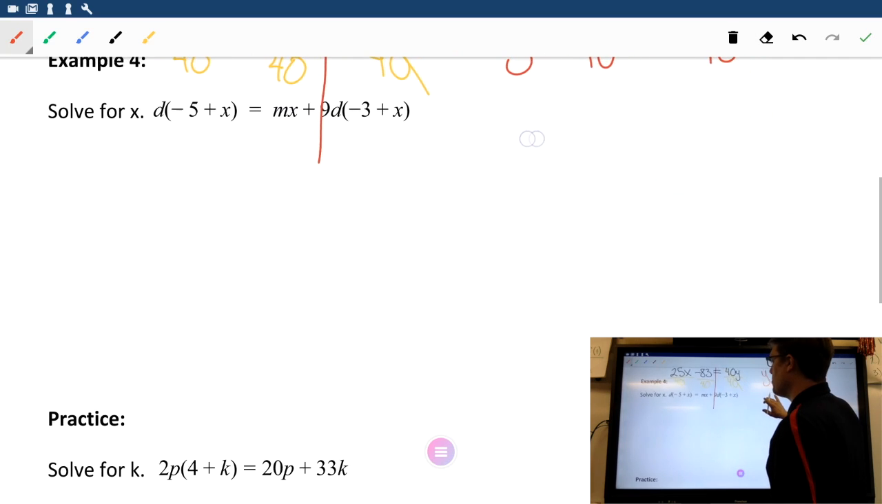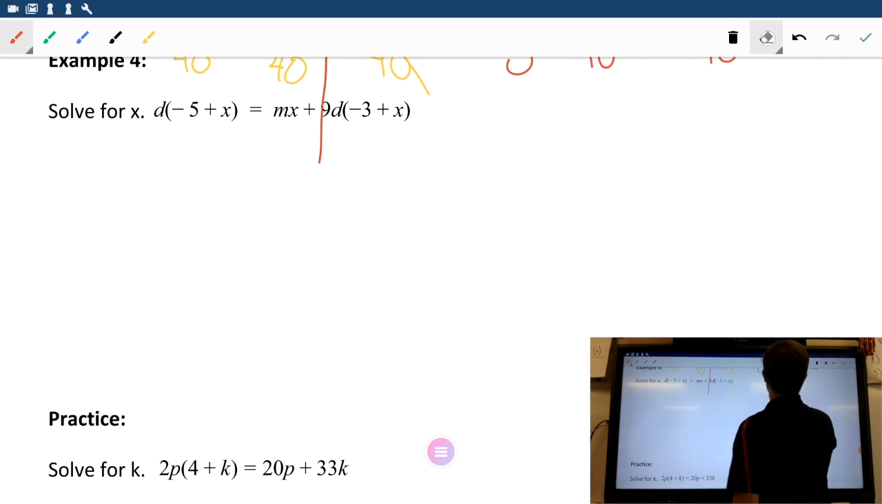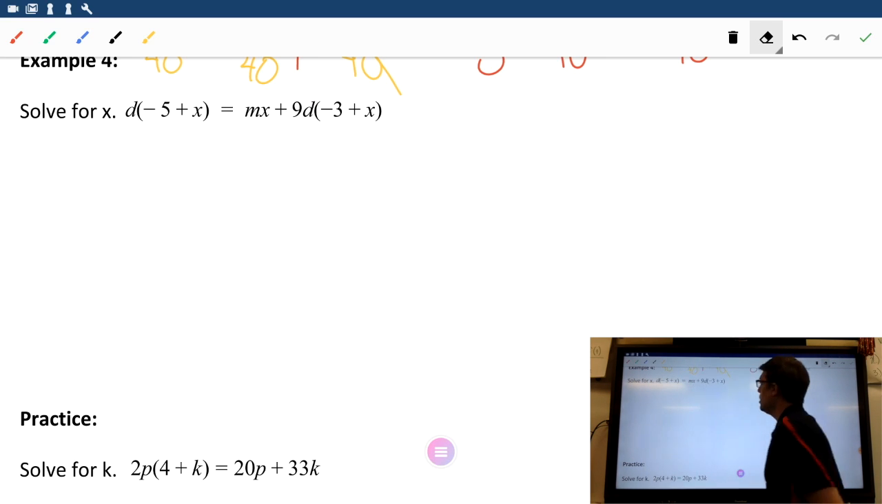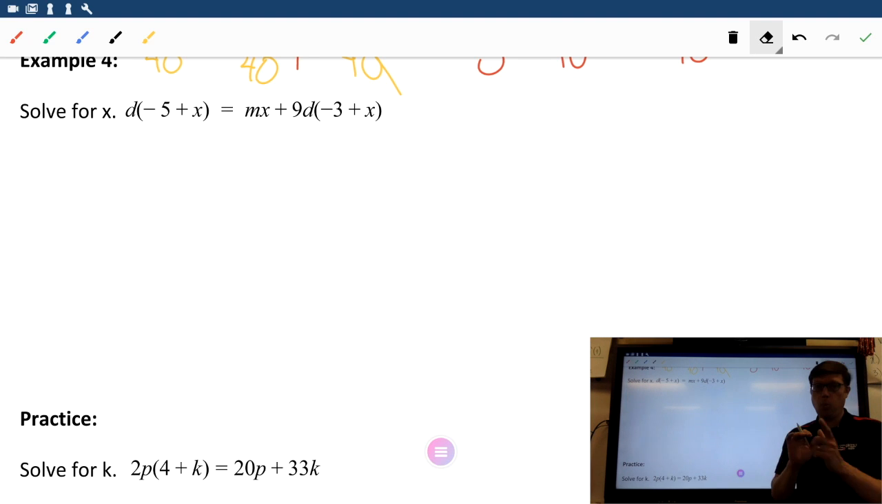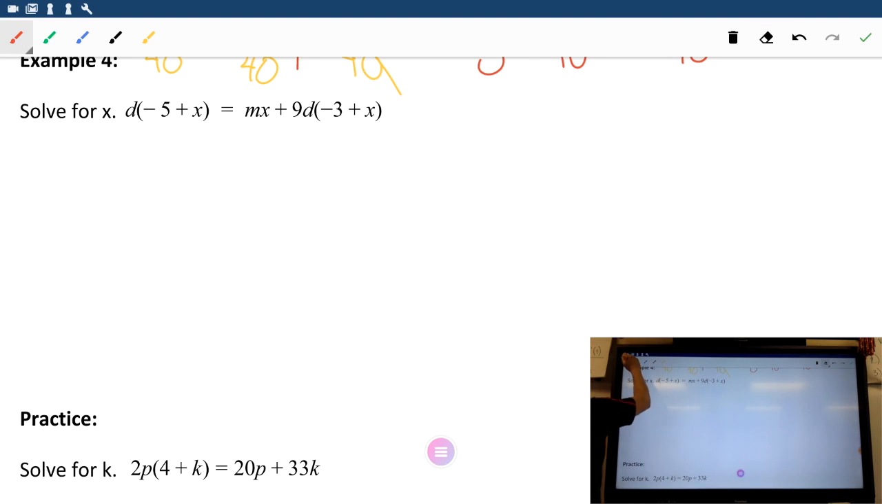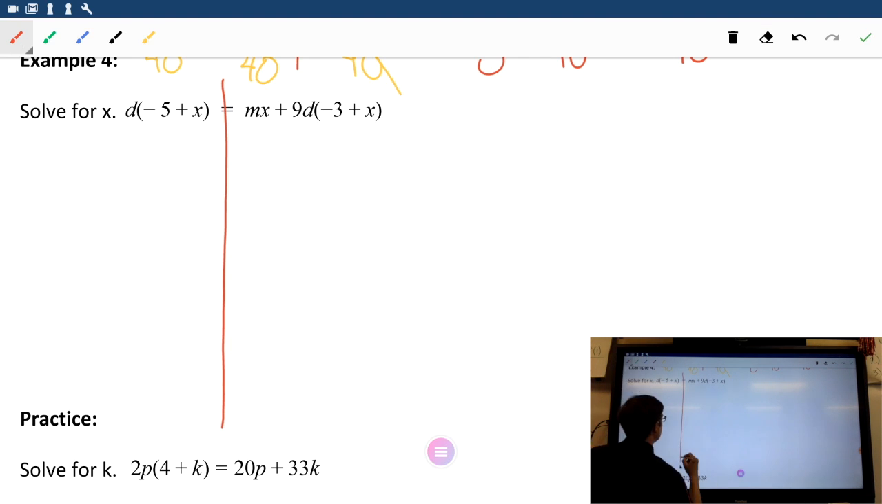Okay, next up, example 4. In this problem, solve for x. And so step one should be get rid of the parentheses. So here we go. Step 0, draw my line.